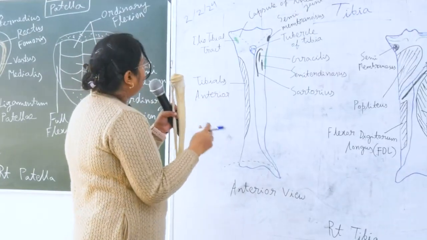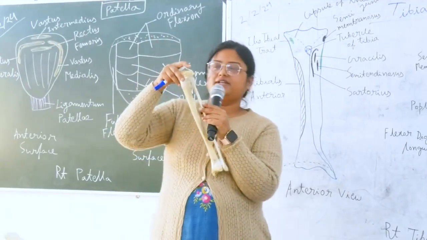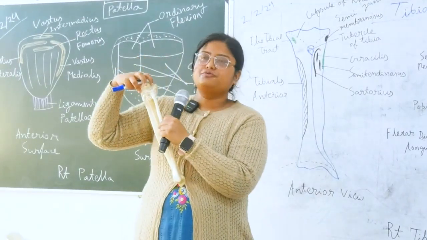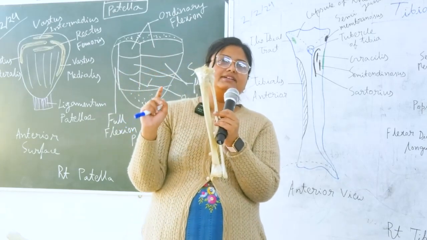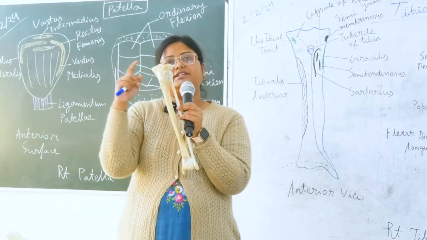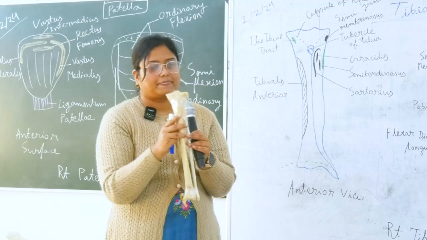Now, posteriorly, on the posterior surface of the lateral condyle, there is a groove for the popliteus muscle, and in this area the capsular ligament of the knee joint is deficient.